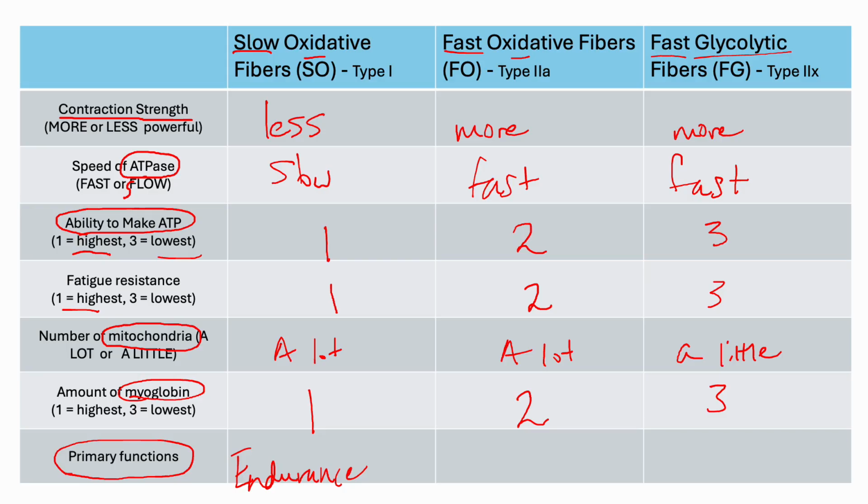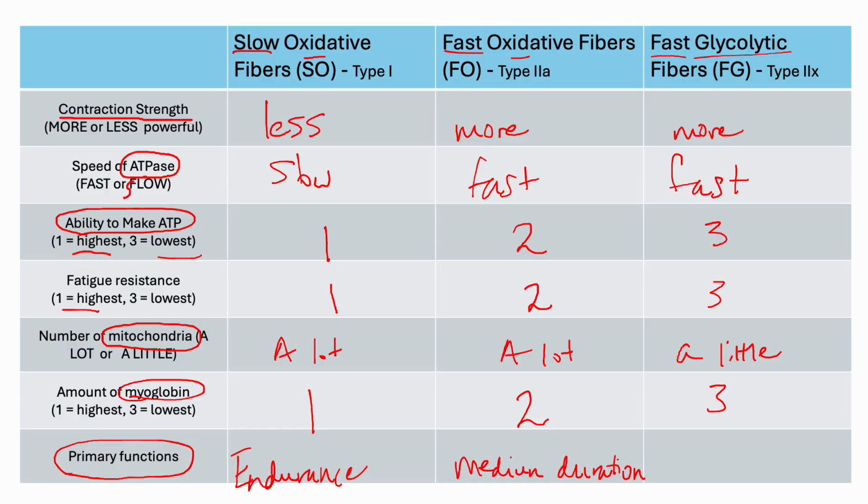Okay. Now let's move to the fast oxidative fibers. These have a more powerful contraction than our slow oxidative. Their ATPase is faster. However, they fatigue a little bit quicker. These are going to be used for longer or medium duration activity. I'll put medium duration. So let's say I'm going for a long walk, or I'm going for a long, slow biking trip. Those are the things that I will use those fast oxidative fibers for.